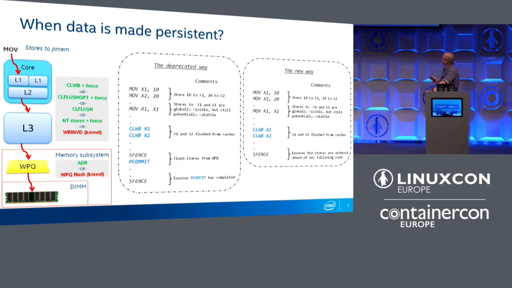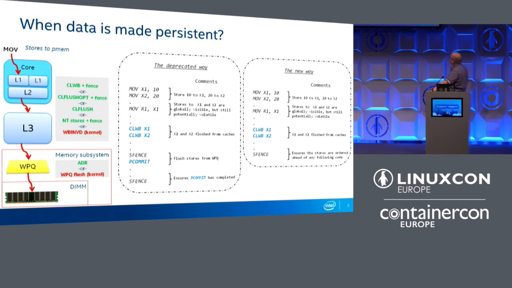You do some stores, you flush these specific cache lines where this data resides. Then you need to put some memory fences to make sure that those instructions are really executed. You don't need to do it with CLFLUSH because this is strongly ordered, but those two are weakly ordered, so the fence is really required. And then once you did that, you had to issue the pcommit instruction to drain the memory controller buffers, and it also had to be followed by a memory fence instruction.